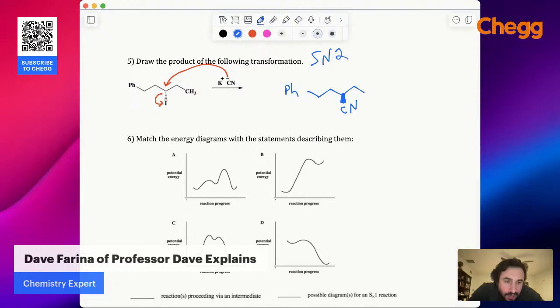Oh, this is great. John asks about the rate determining step and leaving group ability. So we're going to look at some energy diagrams right here. Carbocation stability is definitely the main factor. Oh, this is an excellent question.